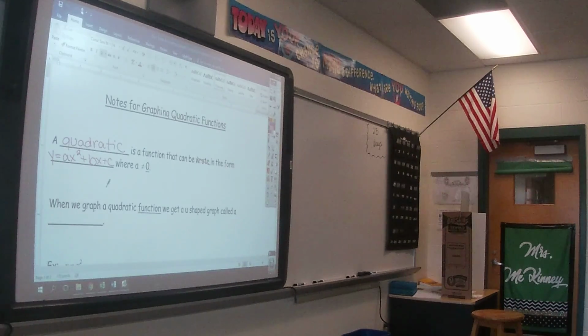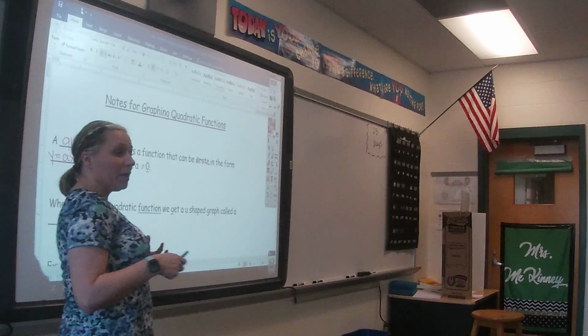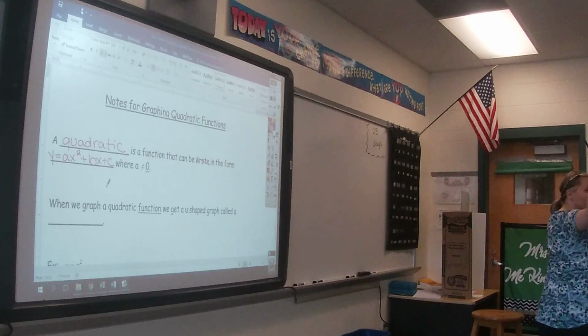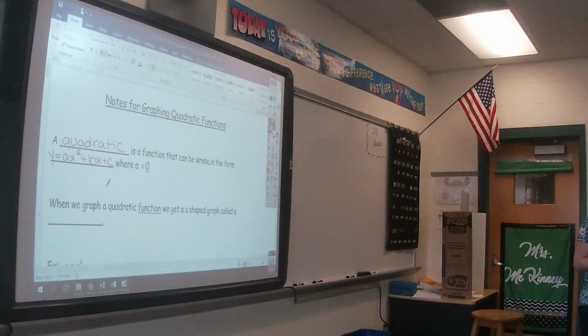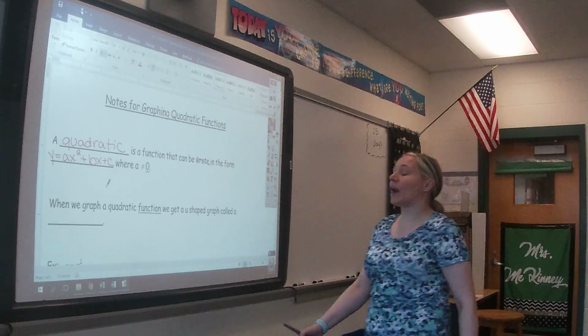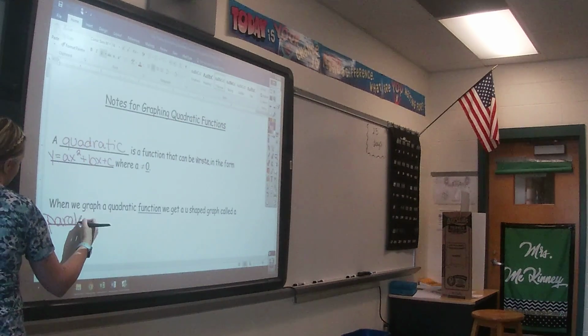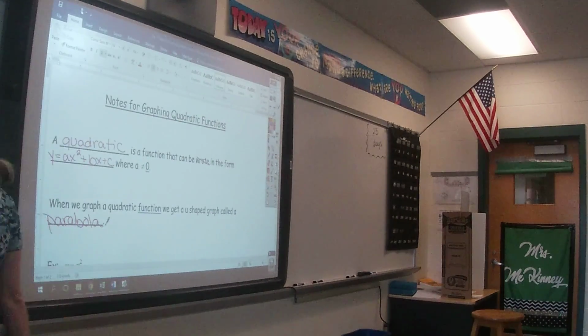Okay, when we graph a quadratic, right, just like when we pulled out the graphing calculators in our last unit, we got that U-shaped graph. Okay, the fancy word for that U-shaped graph is a parabola. Right, our linear functions make a line. Our quadratic functions make a parabola.